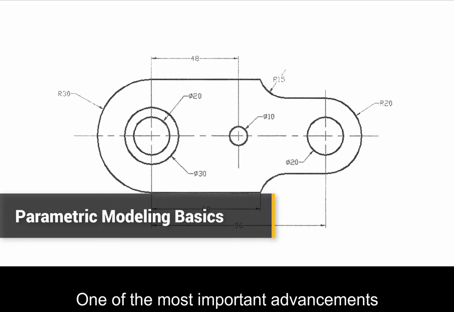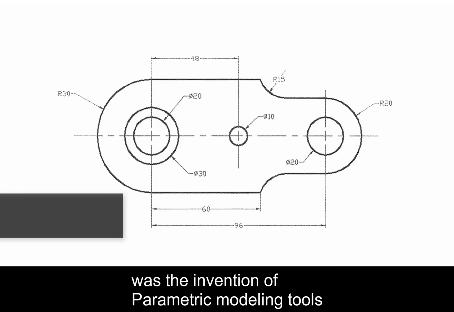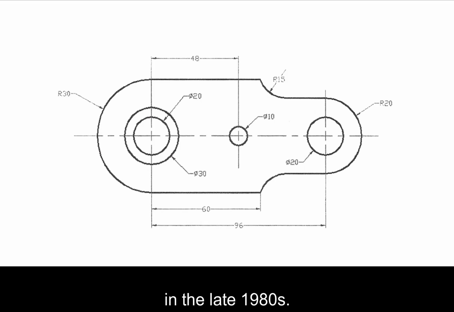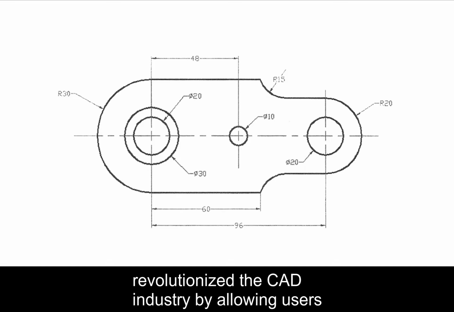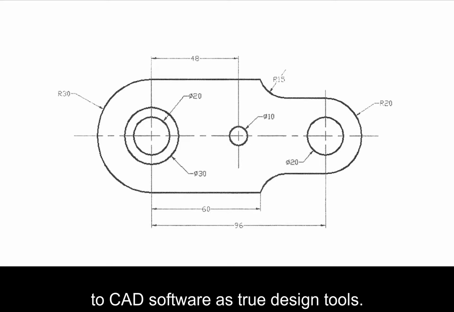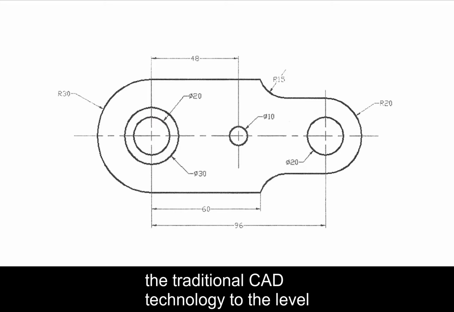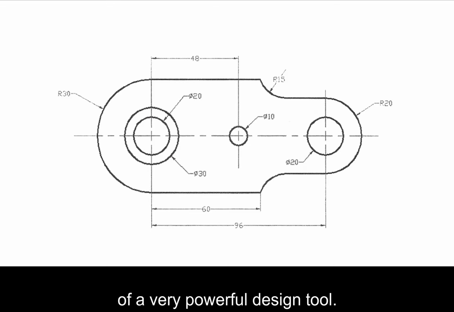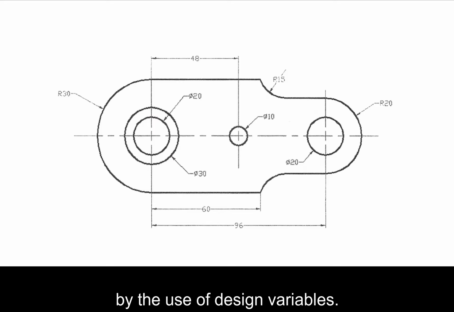One of the most important advancements in computer-aided design and engineering technology was the invention of parametric modeling tools in the late 1980s. The introduction of the parametric technology revolutionized the CAD industry by allowing users to use CAD software as true design tools. The parametric modeling approach has elevated the traditional CAD technology to the level of a very powerful design tool. Parametric features control the model geometry by the use of design variables.